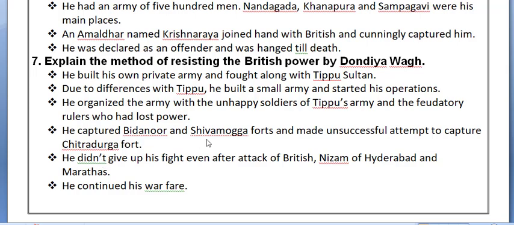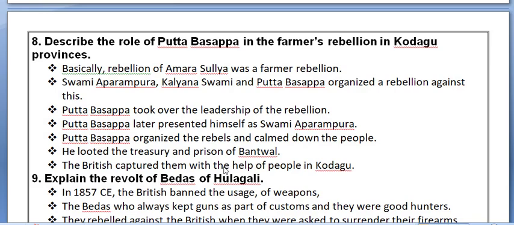He captured Bidanuru and Shivamogga forts and made an unsuccessful attempt to capture Chitradurga fort. He did not give up his fight even after the attack of the British, the Nizam of Hyderabad and the Marathas. He continued his warfare. The next question, describe the role of Puttabasappa in the farmers' rebellion in Kodagu provinces.